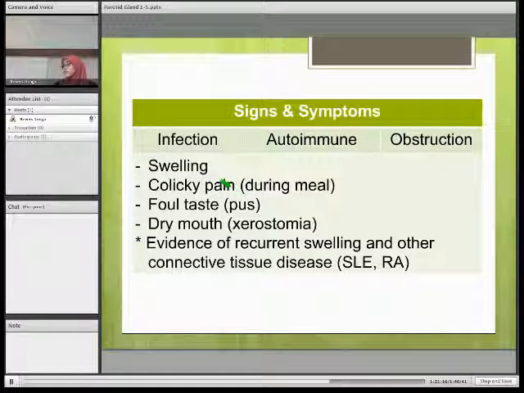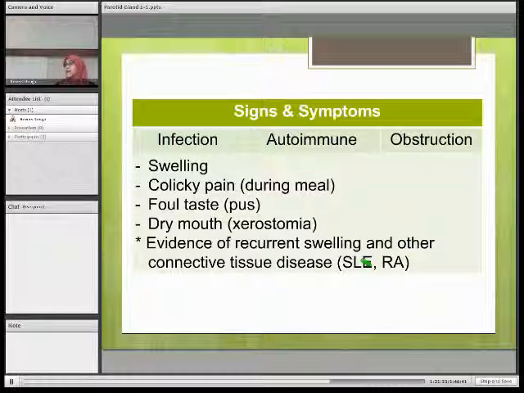And I put the evidence of recurrent swelling and other connective tissue disease, such as systemic lupus erythematosus and rheumatoid arthritis, because that indicates that the patient also has other systemic autoimmune disease, really.